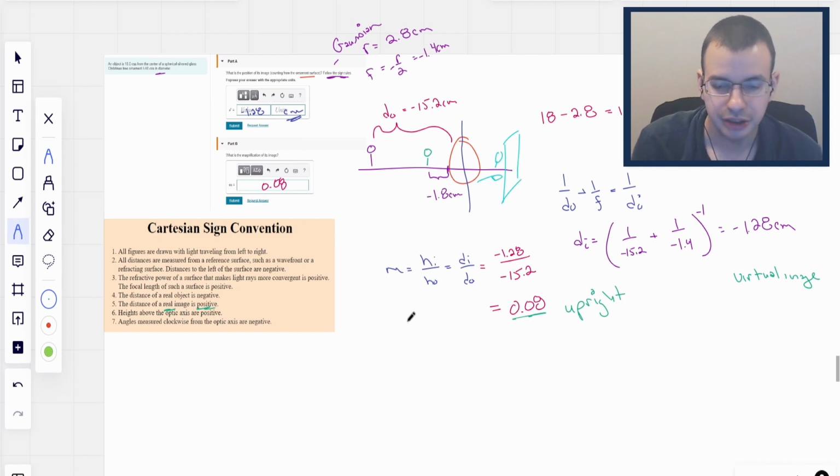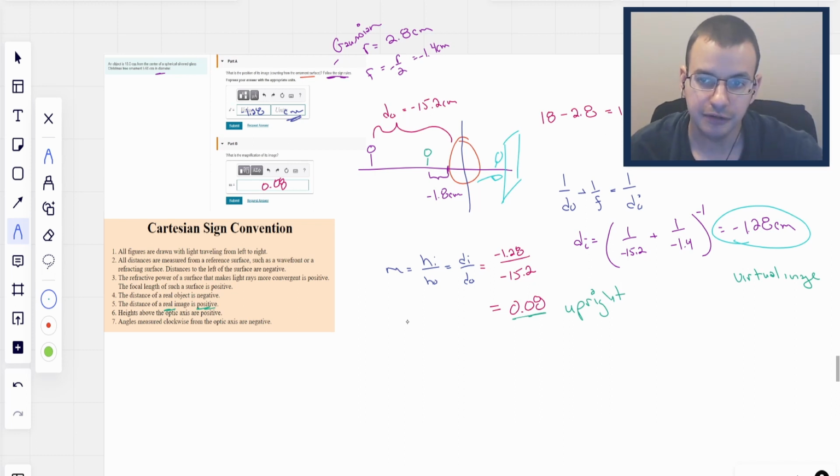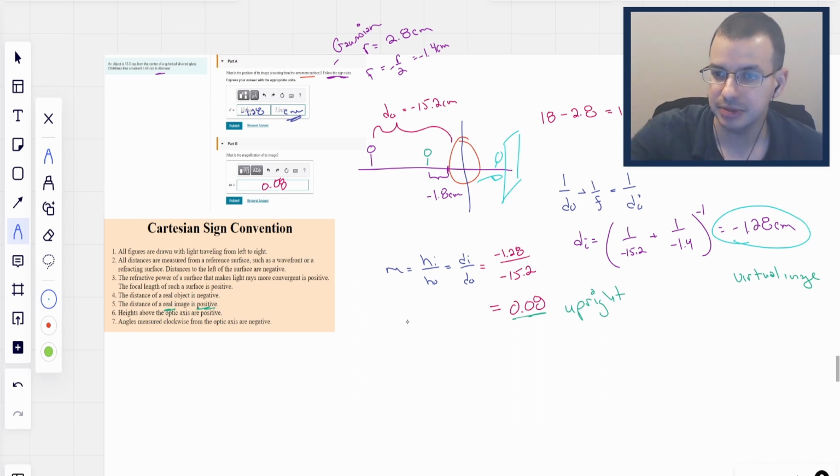So key idea here is with Cartesian sign convention, these are the conventions, negatives on the left, positives on the right. We still have the idea that a positive magnification means that it's upright as opposed to inverted, and a negative distance image means virtual. A positive distance image means real image, therefore can be shown on a screen.